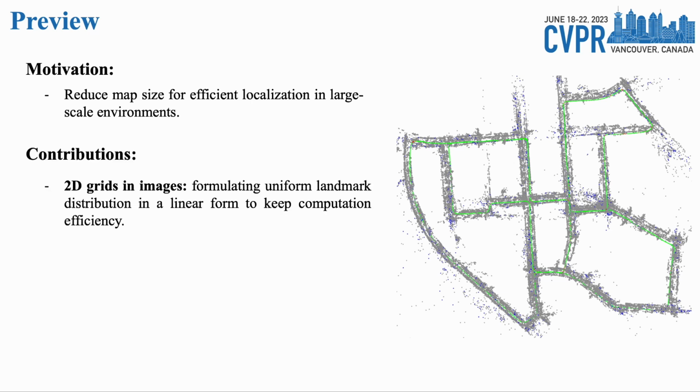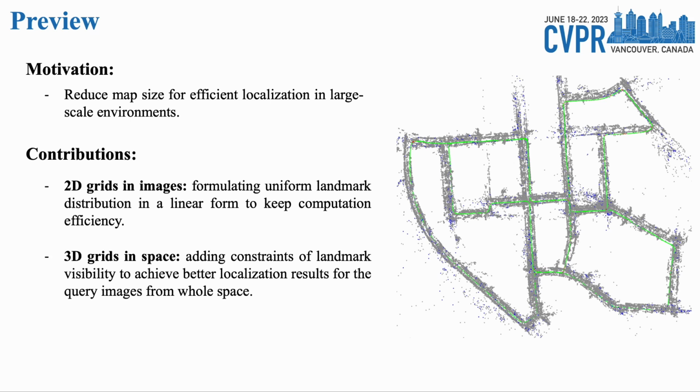To improve efficiency, we formulate map sparsification in an efficient linear form, and select uniformly distributed landmarks based on 2D discretized grids and images. Furthermore, to reduce the influence of different spatial distributions between the mapping and query sequences, we also introduce a space constraint term based on 3D discretized grids. We add these two novel terms to previous K-cover-based methods, and it can be solved efficiently using mixed integer programming.